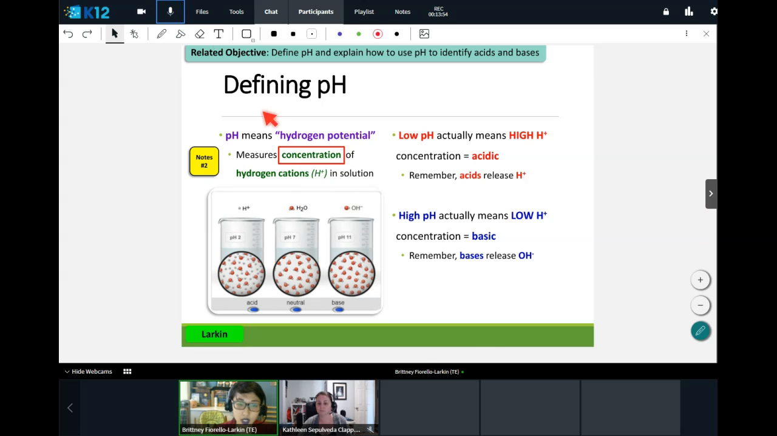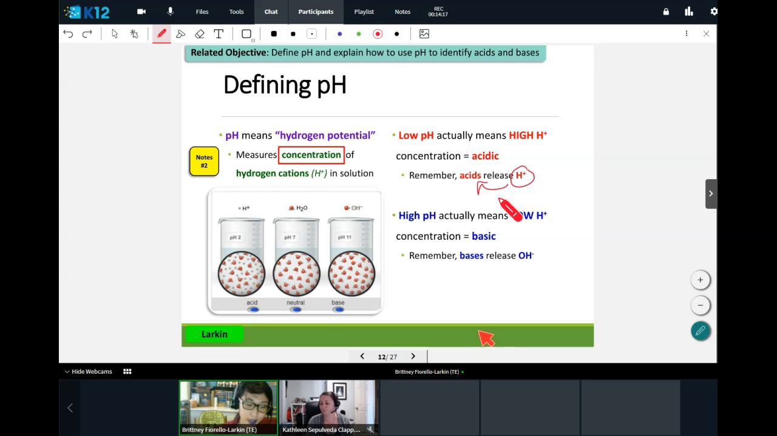So let's go ahead and talk a little bit about what pH actually means. So pH means hydrogen potential. Essentially, all pH is doing is measuring the amount of hydrogen cations, those positive hydrogens in solution. And that should make sense because remember, positive hydrogens are what acids release. So more positive hydrogens, more acidic. Less positive hydrogens, definitely then less acidic.